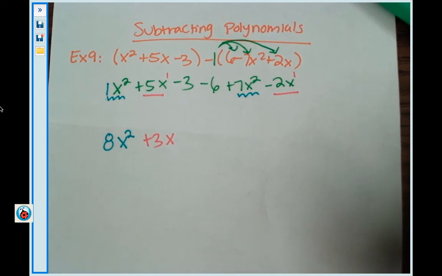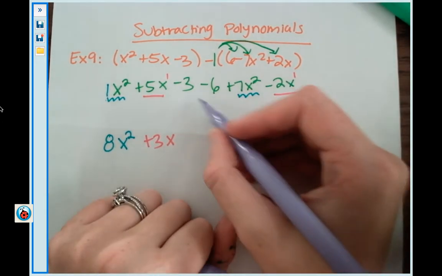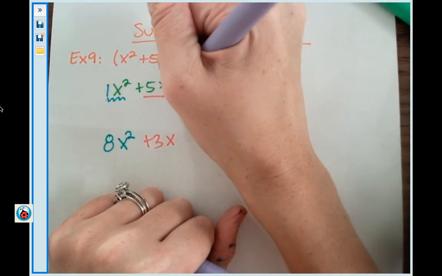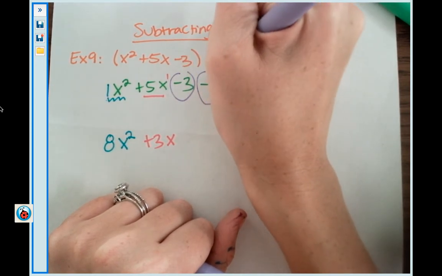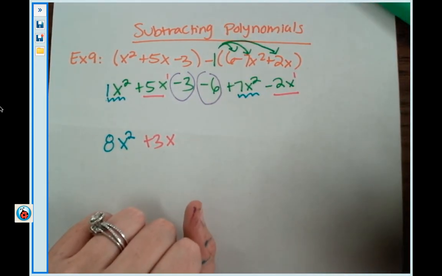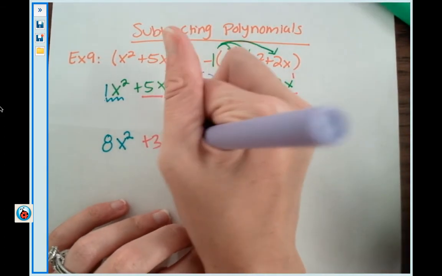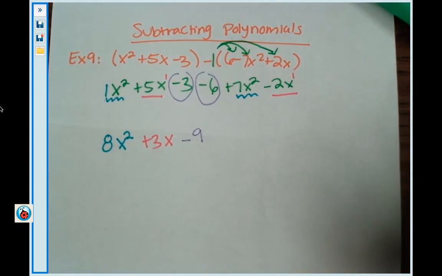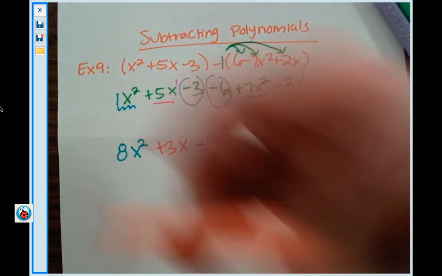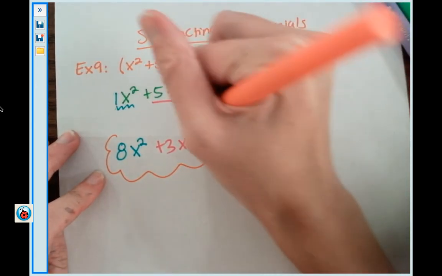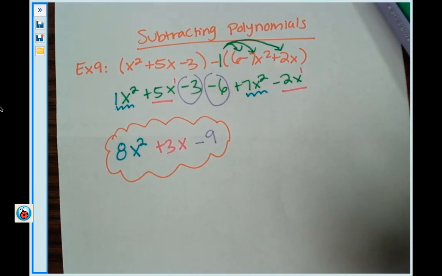Alrighty, our final terms, you guys, are the ones without the variables. So I got negative 3 and a negative 6, and all I have to do is combine them. So negative 3 minus 6 more, we're getting more negatives, so it'd be negative 9. And bam, that one is done. We are done with this problem. Awesome job, you guys.